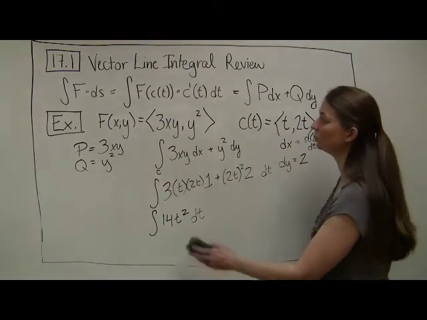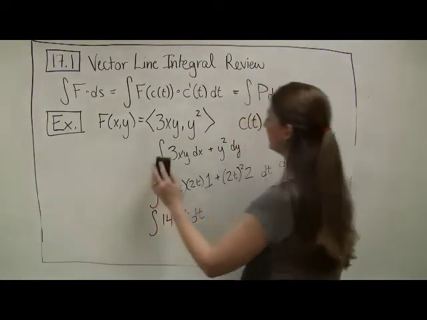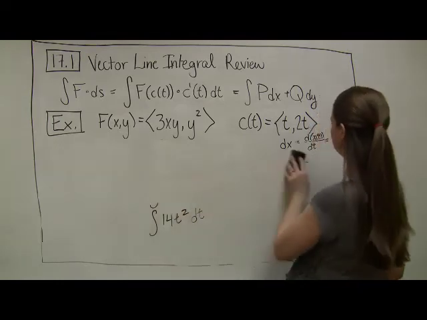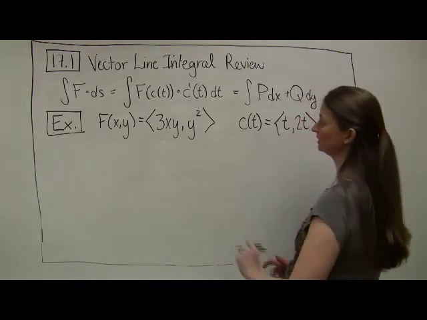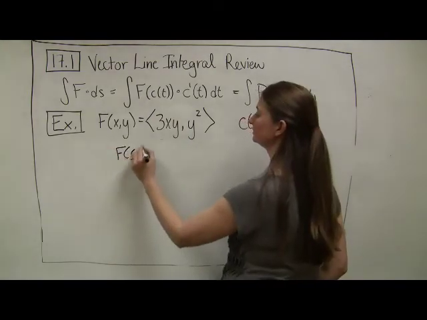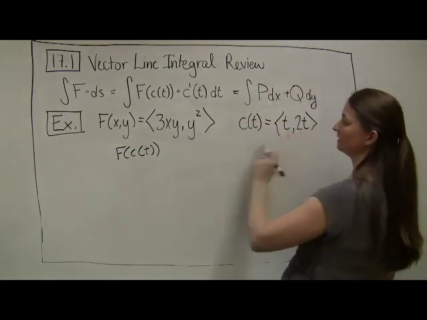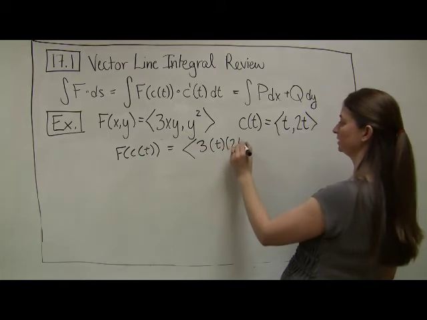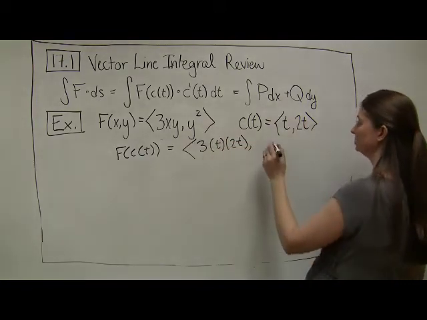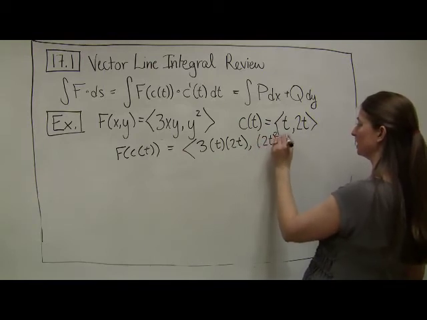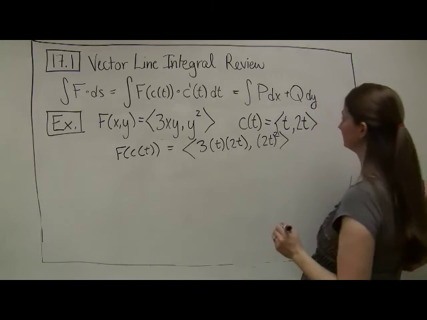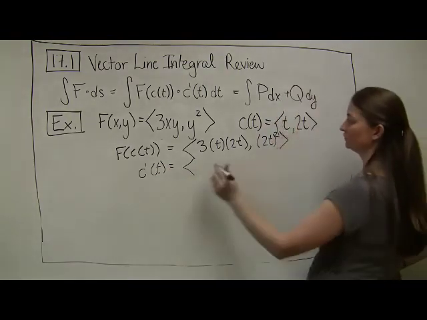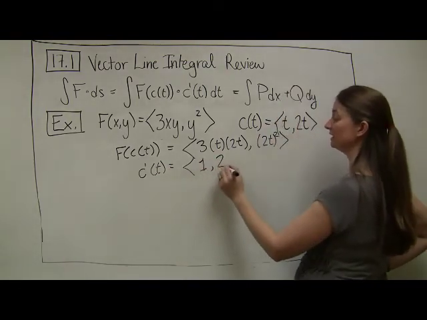If we were to have done it the old school way, we would have said, I want to look at what is f of c of t, and then I'm going to take the dot product with c prime of t. We'll see that this works out very similarly. The f of c of t in this case, I'm going to plug in my c of t path into my f function, and I get out the vector 3 times t times 2t. Look familiar? And I plug in my 2t for y, and I end up with 2t all squared. And I'm going to take the dot product of that with my c prime of t. And in this case, c prime of t, also looking familiar: the derivative with respect to t is 1, and the derivative of 2t is 2.